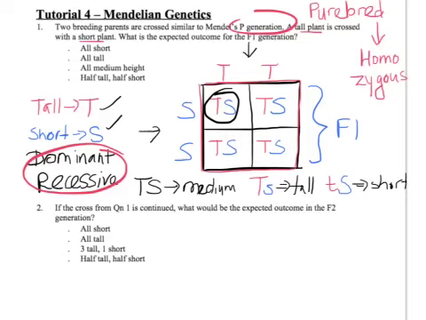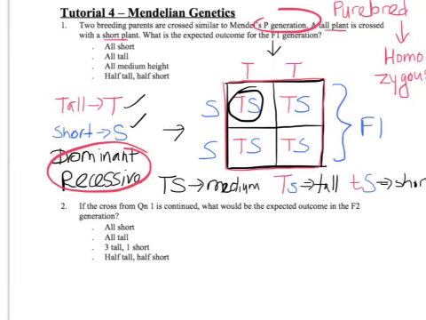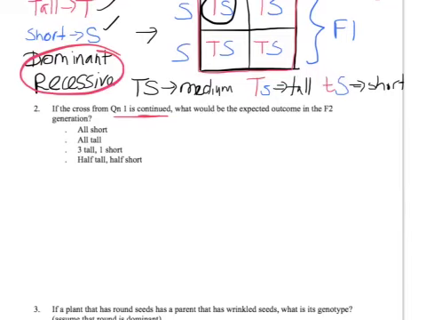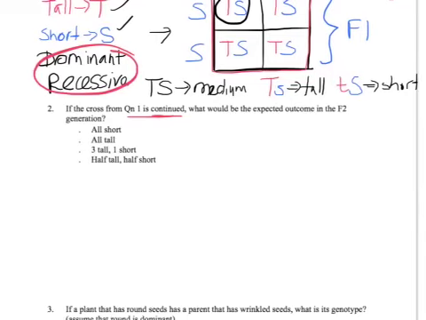Now moving on, the next question. If the cross from question 1, so we're going to use the same fellas from question 1. Okay, we're going to continue with crossing them, and we're going to find out what's going to happen in the F2 generation, which is F1 crossing to give me the F2 generation. So for this one, for simplicity's sake, I'm going to make T dominant. I didn't give it to you in the question, but I'm going to give it to you for simplicity's sake. And I'm going to make the S recessive.